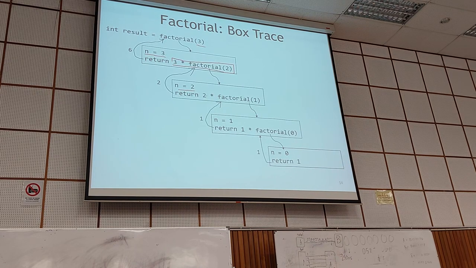When N is 2, what do we have to return? 2 times factorial N minus 1, 2 minus 1 is 1, alright? Then we use the arrow downward until N equal to 0, return 1. So you plug in 1 up. So here is 1. 1 times 1 is 1. So you go upward. So 2 times 1 is 2, and so forth. Do you understand? Alright, so this is the trace box, also known as the recursive trace.